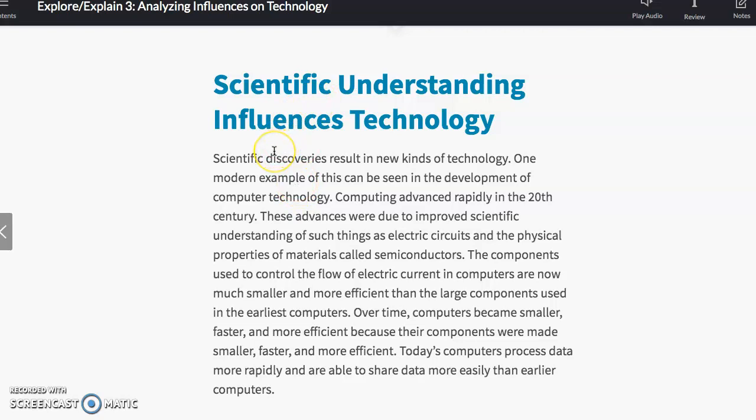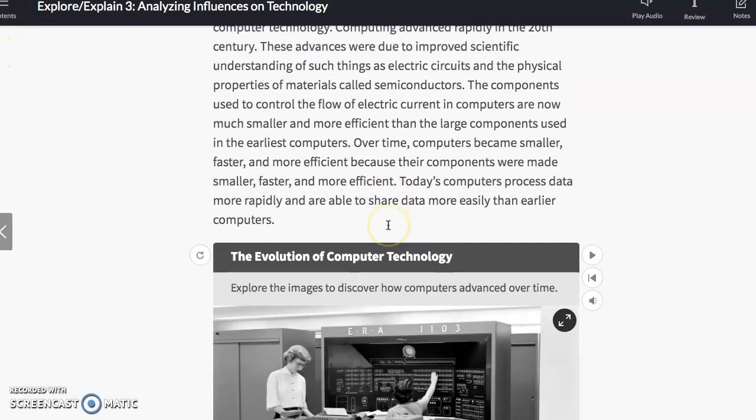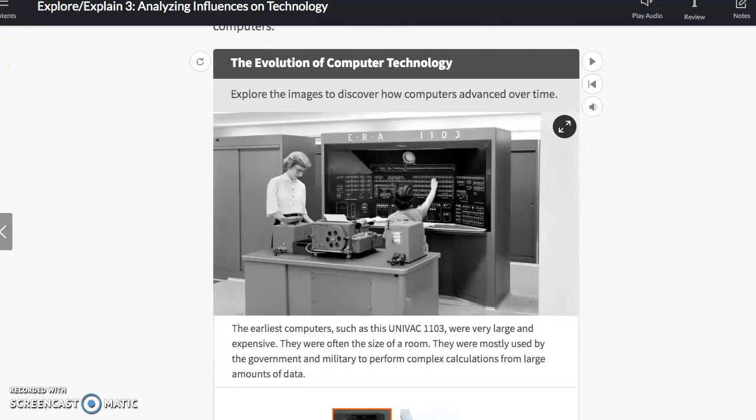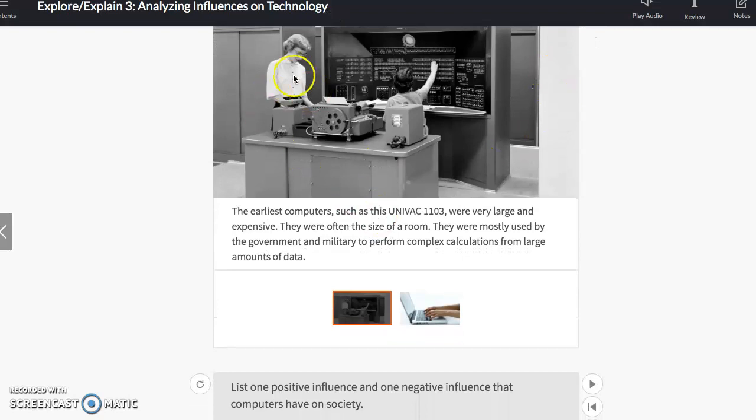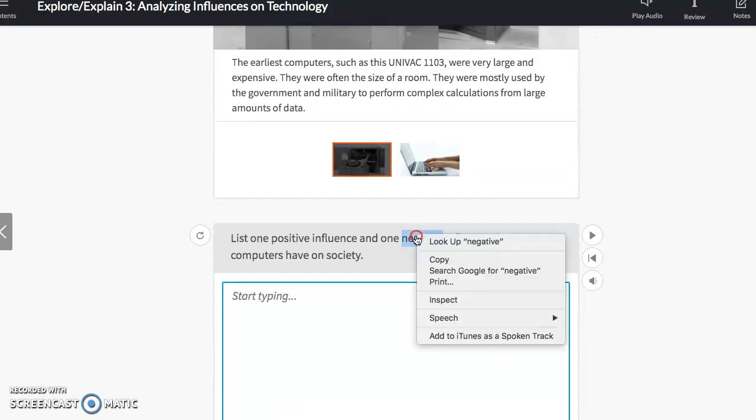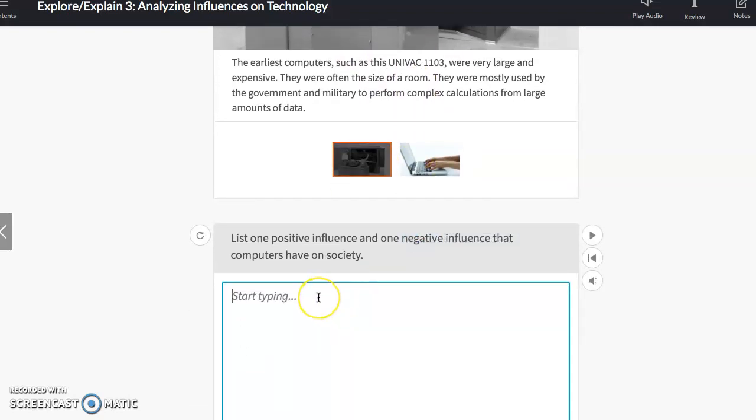Okay, now scientific discoveries can be things like our computer technology. That's really huge right now. A lot of computers have become smaller, faster, and more efficient. Let's continue to talk about the technology. It went down to the computers and how the computer used to be the size of a room. So what is a positive and negative influence that computers have on society?